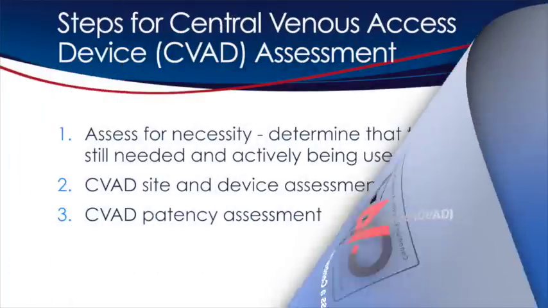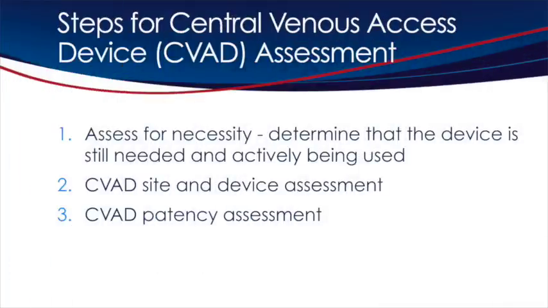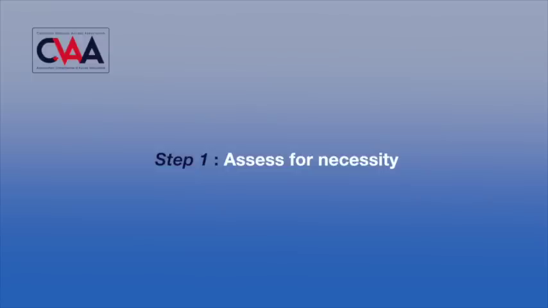There are 3 steps involved in the assessment of a central venous access device, or CVAD. The first is to assess if the device is necessary. Is it still needed and actively being used? The second step is to assess the site and the device. The third step is to assess for patency. For the purpose of this video, our CVADs have been deemed necessary, and the next steps of a CVAD assessment will now be demonstrated.